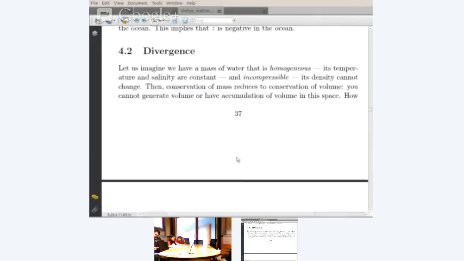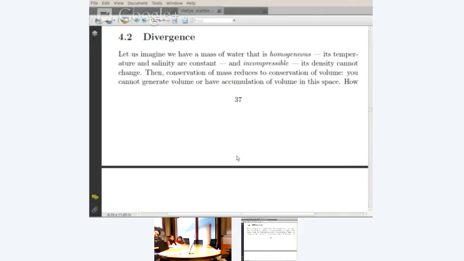This is basically because we have to stick to certain rules that are common in mathematical physics. And one of the most common of them is the right-handed coordinate system. Okay. Suppose you have a mass of water that's homogeneous.